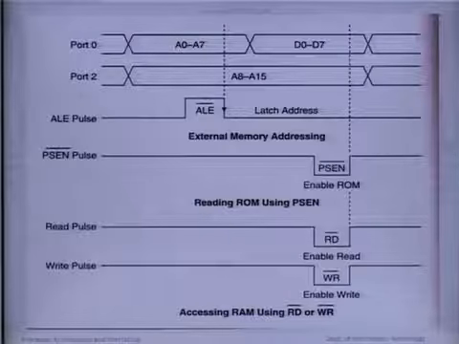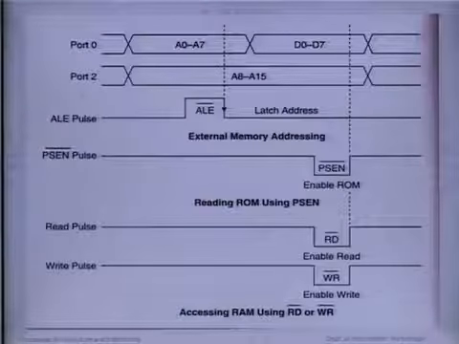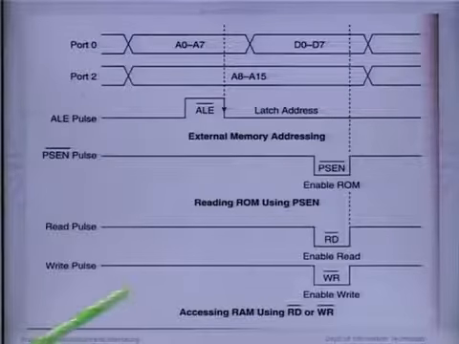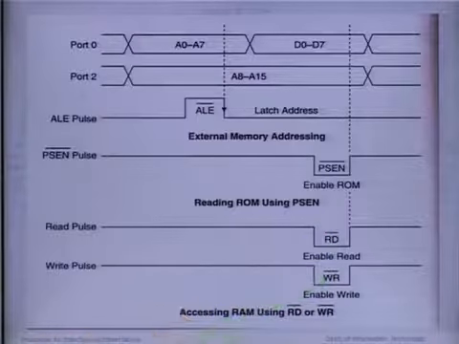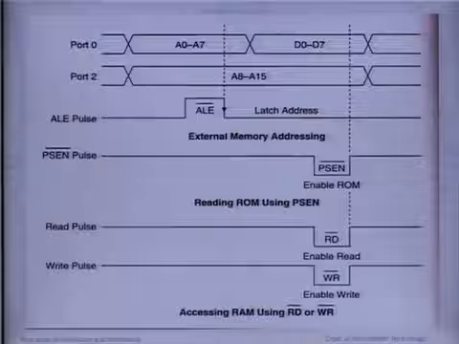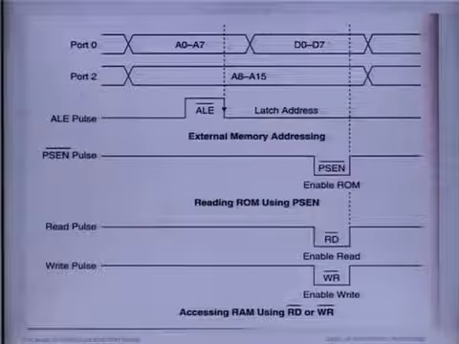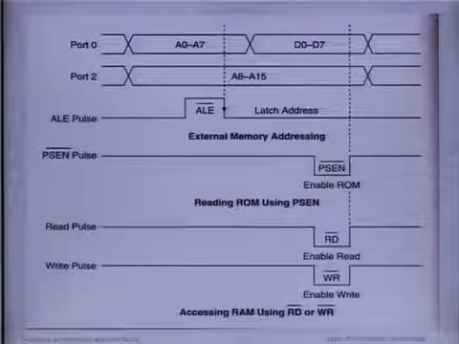For RAM, both operations are possible, that is read and write. So the read bar or write bar pin goes low for enabling the data flow between the RAM and the data bus. If it is a read operation with respect to RAM, then the read bar signal is activated, and if it is a writing operation with respect to RAM, then the write bar signal is activated. This is the external memory access cycle for 8051 with respect to both ROM and RAM.